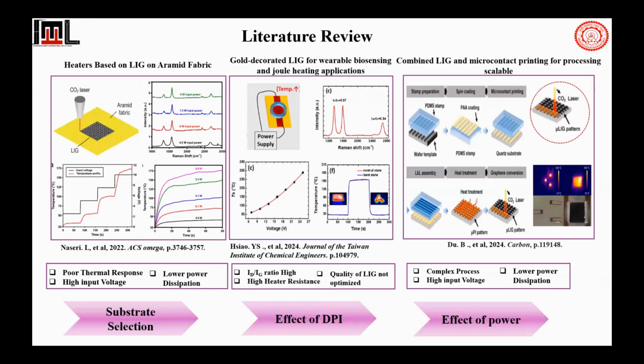If we look at what people have already done, there are various works. Aromatic fabrics were used to create LIG heaters. These aromatic fabrics were used because they have a high carbon content, so upon laser hitting you can create graphitic sensors on them. But their thermal response is very poor, and they require a high voltage in order to raise the temperature. In other applications, their ID by IG ratio is very high compared to what it should be, because it signifies the defects in graphene. So it should be as low as possible.